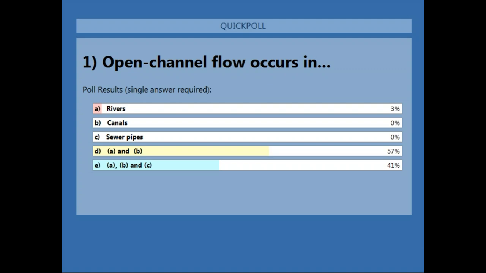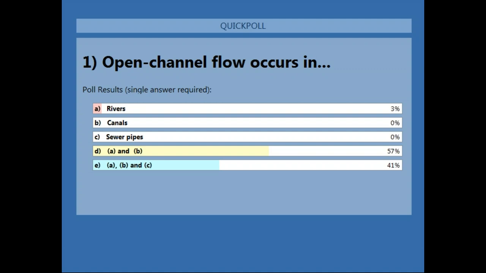So actually the answer is A, B, and C. Open channel flow can occur in rivers and canals, which are obviously open to the atmosphere. So you can see why it's open channel. But then in sewer pipes, if they are not flowing full, most of the time sewer pipes do not flow full, and when they are not flowing full, on the top of the sewage water there is some air, and that means the flow is like open channel. It's happening like open channel, and that's what we are going to cover in the next few slides.